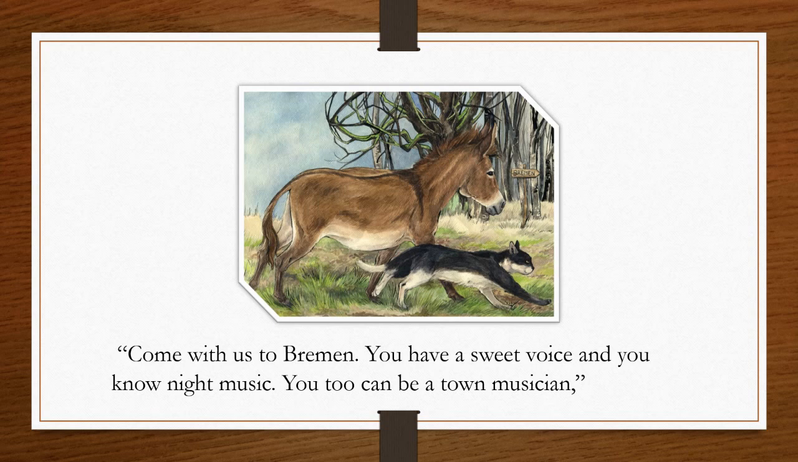Now, the donkey said to the cat that he and the dog both are going to Bremen, and told the cat to come with them. Further, the donkey said that the cat had a good sweet voice and also knew night music. So the cat can also be a town musician.